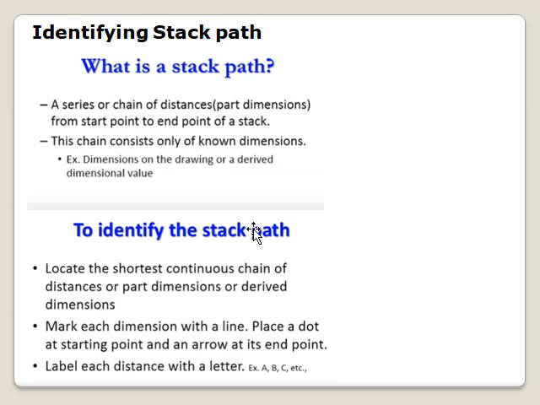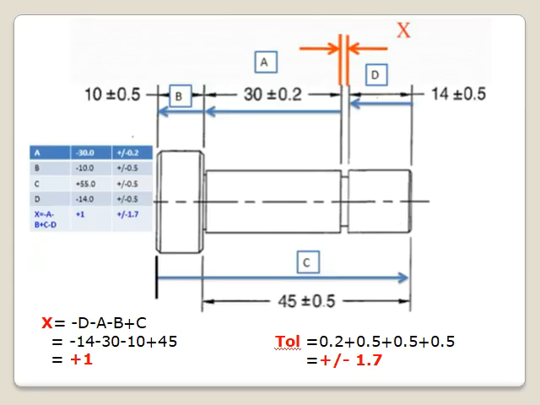To identify the stack path, locate the shortest continuous chain of distances, or path dimensions, derived dimensions. Mark each dimension with a line, place a dot at the starting point and an arrow at its end. Label each distance with a letter. That's where we'll have a clear idea how we are traveling from start to the end, in what direction, whether it is plus or minus. Here we'll have pictorial information of it.